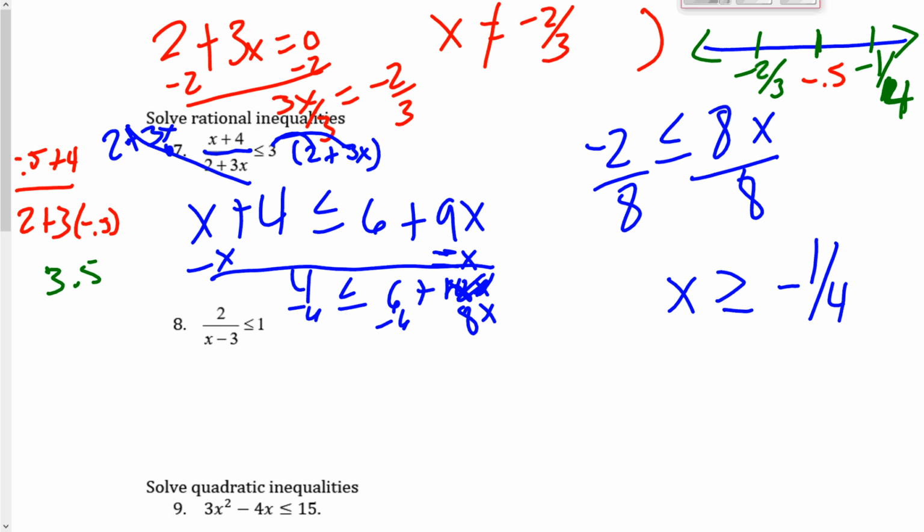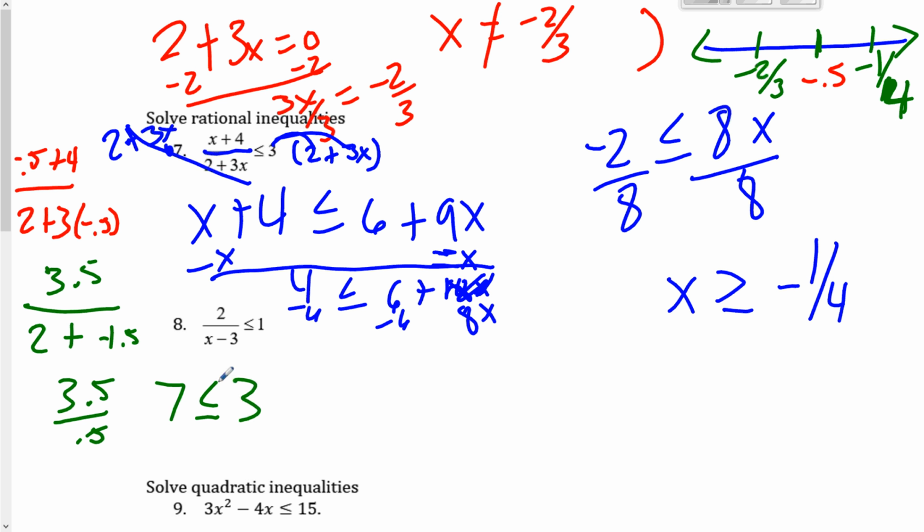Okay, so onward. Then the bottom would be 3 times negative 0.5. That's negative 1.5, so 2 plus negative 1.5 would be 0.5. So I got 3.5 divided by 0.5, which equals 7. So is 7 less than or equal to 3? I'm writing on number 8 there, which is not true, right? So that's false here.